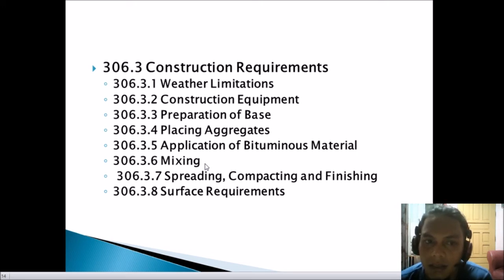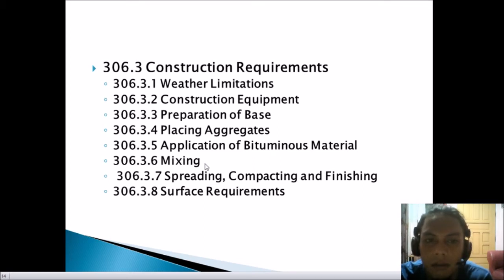So next is 306.3.2, the construction equipment. The equipment used by the contractor shall include scarifying, mixing, feeding, finishing, and compacting equipment, a bituminous distributor, and equipment for heating bituminous material.